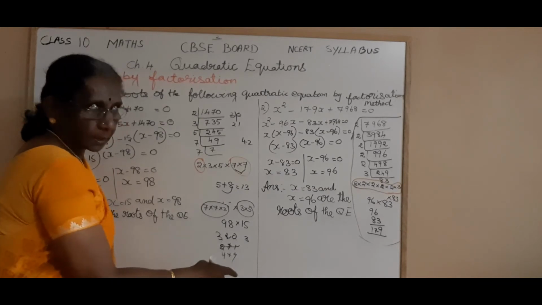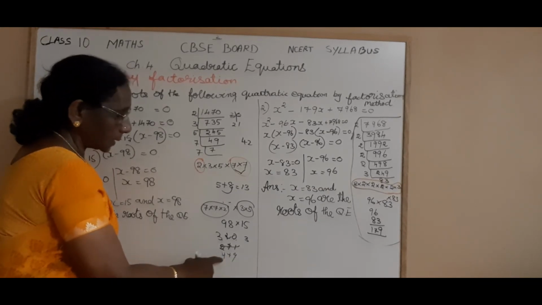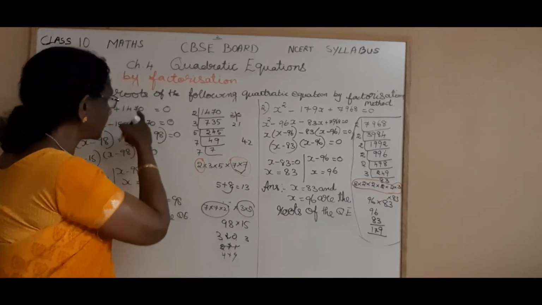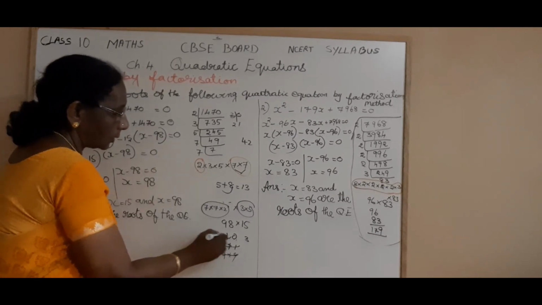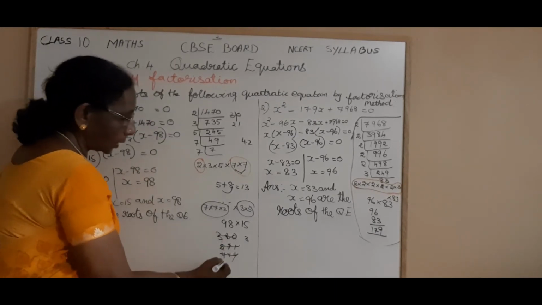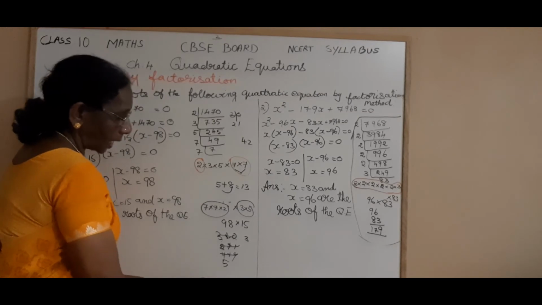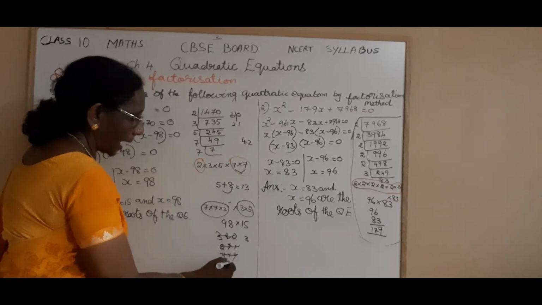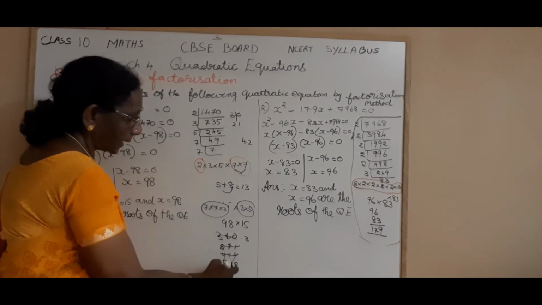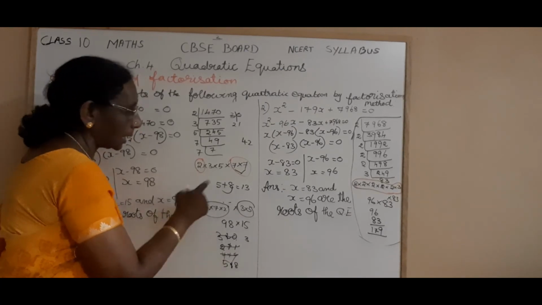So it is ending with 3. So 9 4s are 36. But what should we get? We have to get 0. So this also we are not taking. So next we are going to find. Have you understood, children? 5 and 8. So 5 plus 8, 13 ending with 3.